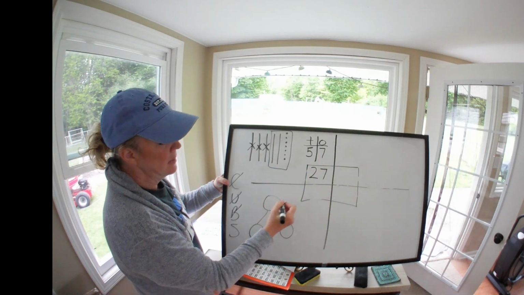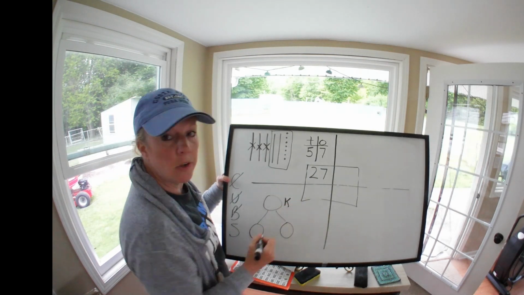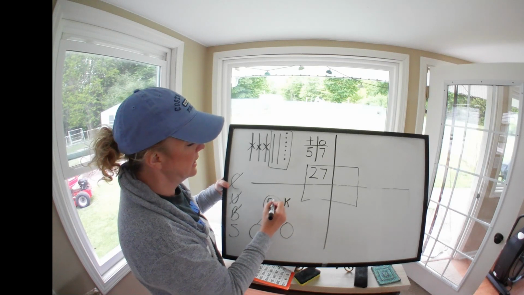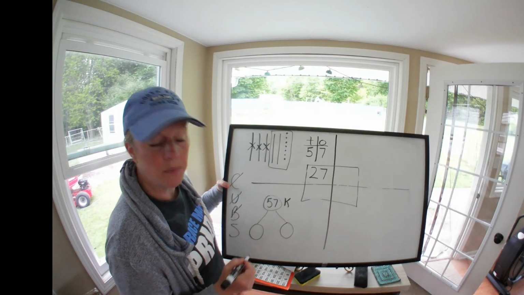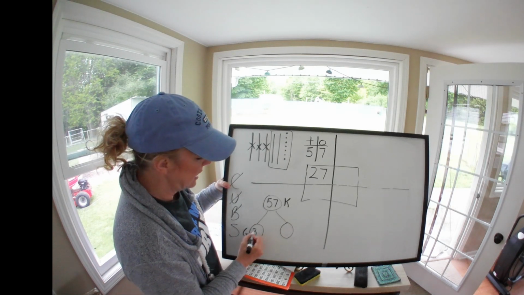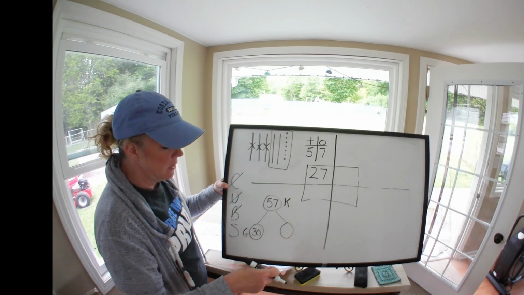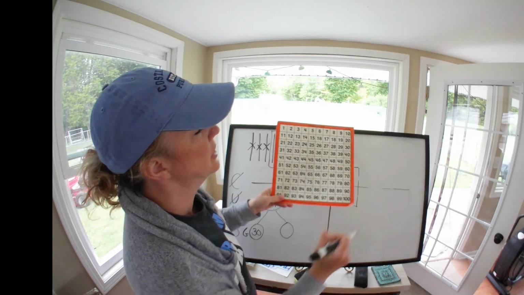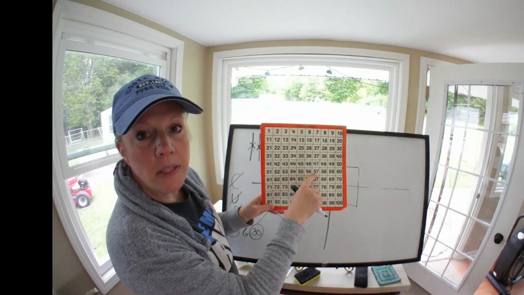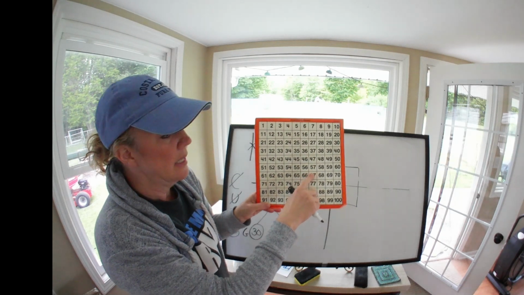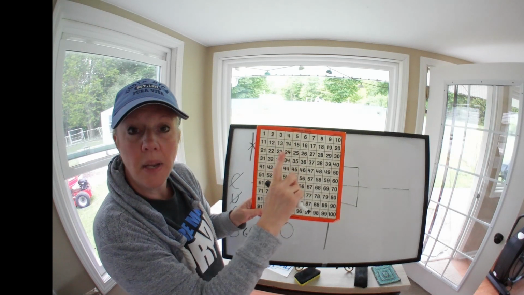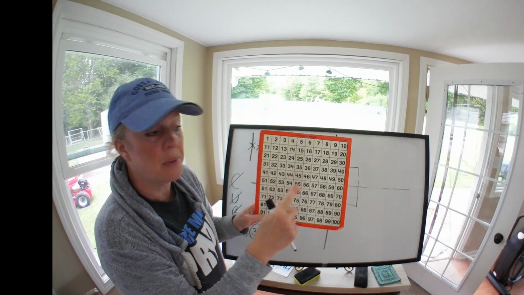So now, if I come down here, we're going to label this K for kernels of corn. And we know that she started with 57 kernels of corn. I'm going to put here G because she gave away 30 of them. Now, what we're going to do is we're going to take out our hundreds chart. So again, I'm going to put my finger on 57. Now this time, instead of adding and jumping down, I'm actually subtracting. So that means I've got to go up. And it's super easy because it's 3 tens, right?